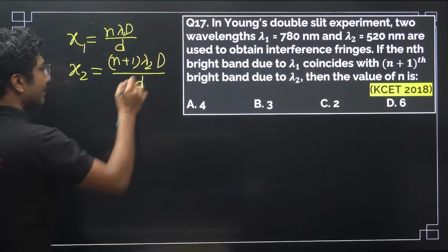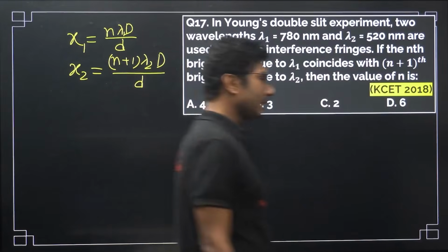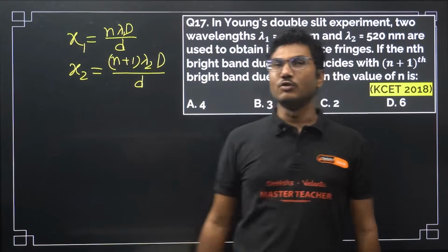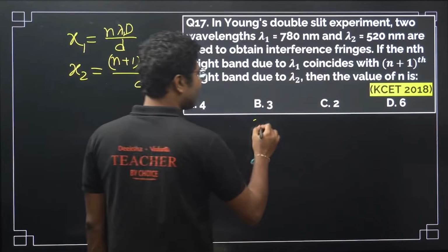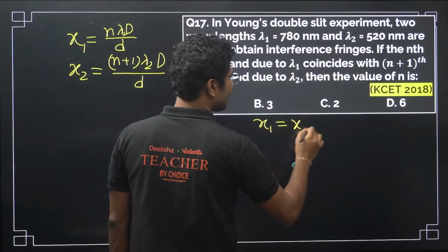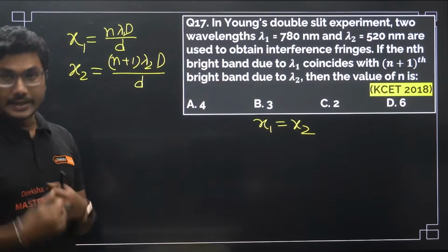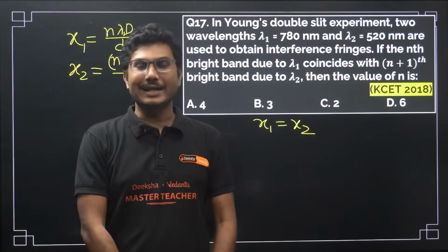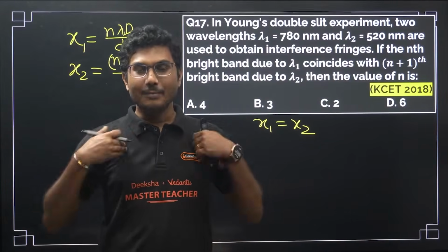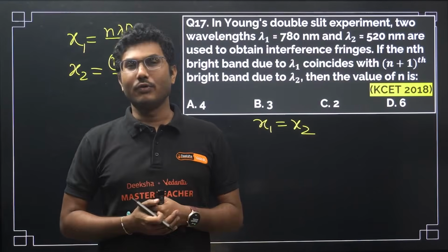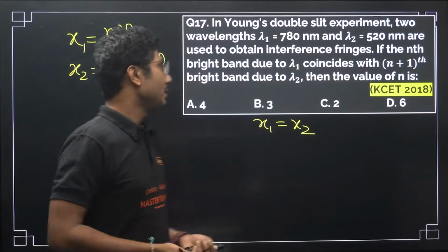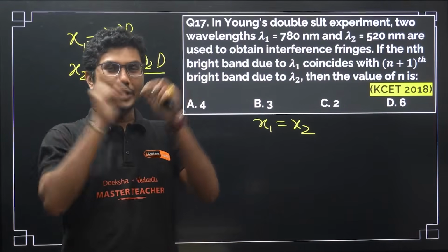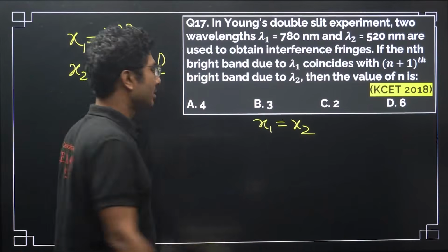Now what is the meaning of coinciding? Coinciding means whatever is the value of x1, the same is the value of x2. So if x1 equals x2, then we say they are coinciding. If I am standing over here and someone is standing exactly at this place, we will say that me and this floor are coinciding. Coinciding means two points located exactly at the same location.